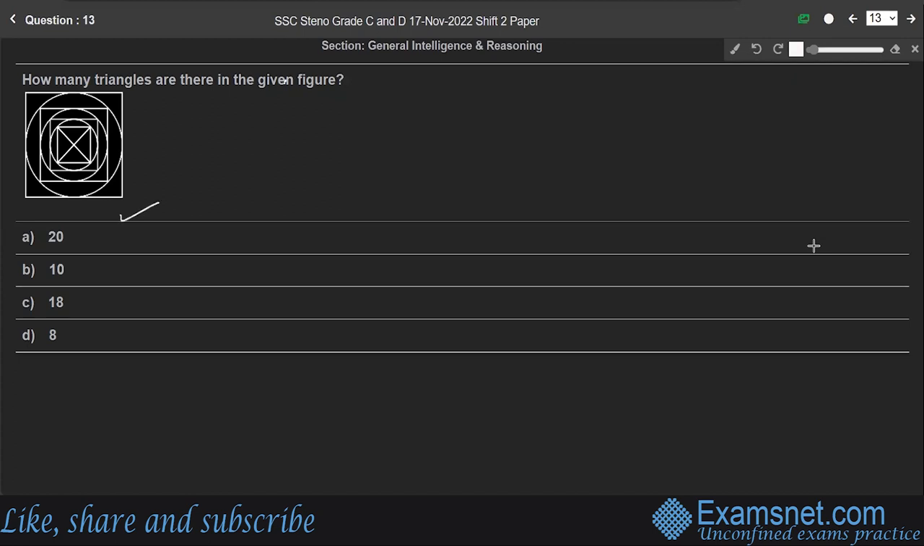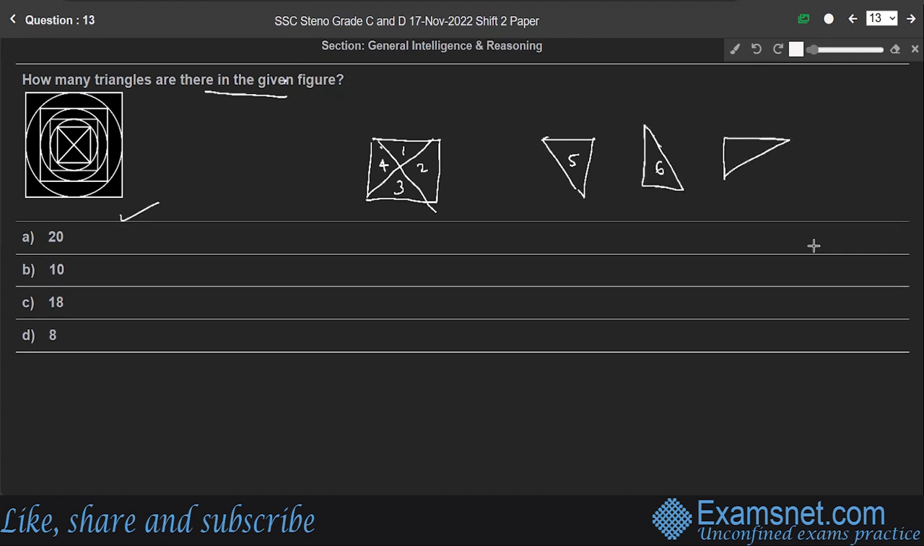Question number 13. How many triangles are there in the given figure? So in the given figure, in the center part, we can find the number of triangles. Inside this square, we can find four individual triangles, 1, 2, 3, 4, and we can find this triangle, fifth one and sixth one, and we can find such a triangle, seventh one, and eighth one. So totally there are 8 triangles in the given figure in the center part. So option D is the right answer.